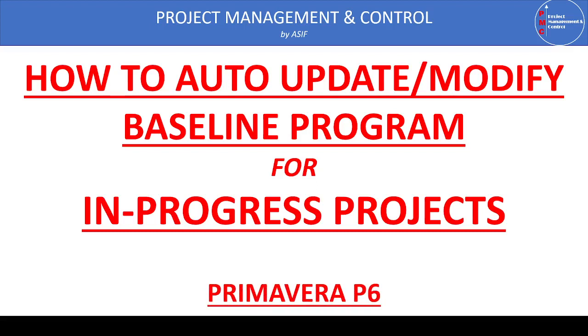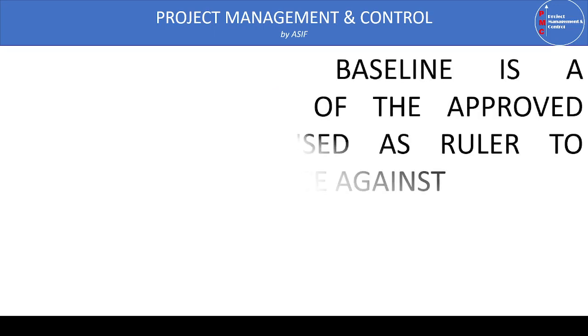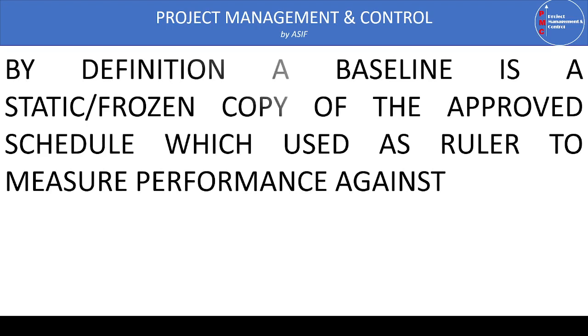This video tutorial I'm making is to demonstrate how we can modify or change the baseline program while our project is in progress. As planning engineers, we all know the definition of the baseline program. A baseline program is the approved program, approved by all stakeholders, and once it is approved by all the stakeholders, the program is made static or frozen. Then no changes are allowed in the program because this program is used as a ruler or as a measurement tool to measure our performance. That's why no changes are allowed in the baseline program.